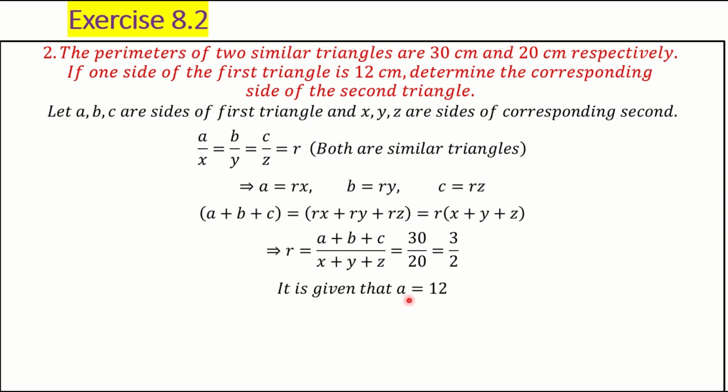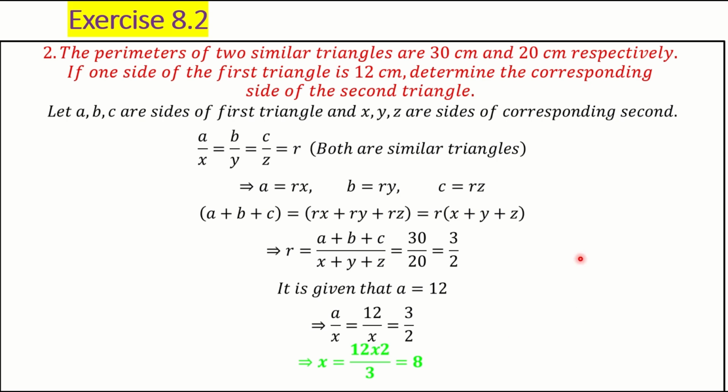And it is given that A, one of the sides, is 12. And then what is the corresponding? A by X equal to 12 by X, which is equal to 3 by 2. So X is equal to 8. Corresponding side in the second triangle will be 8 centimeters.